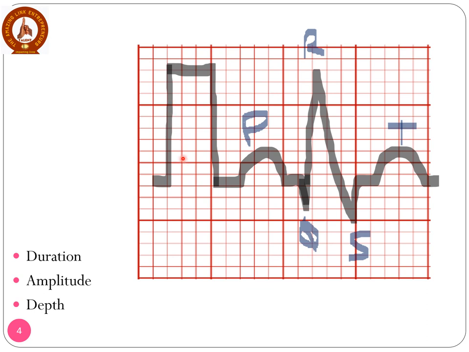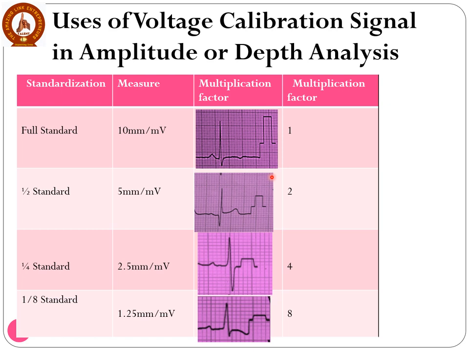So the machine can decide to reduce the standard by half, by a quarter, or by 1/8, depending on the size of the voltage, because this ECG paper is fixed, but the voltage of the ECG is not fixed, it depends on the individual. The ECG picture that is produced should be able to be encompassed within the ECG paper. So this voltage calibration signal helps to adjust the height, the amplitude, or the depth of this ECG, so that when it is being interpreted, we take into consideration the factor by which the machine reduces it and do the necessary adjustment. For instance, we have a variety of adjustments here.